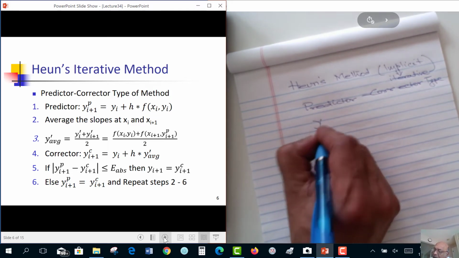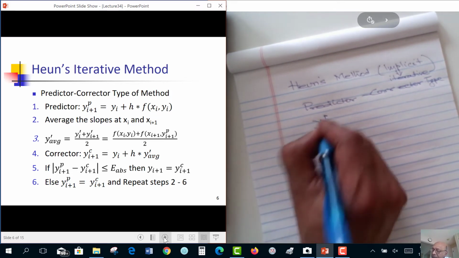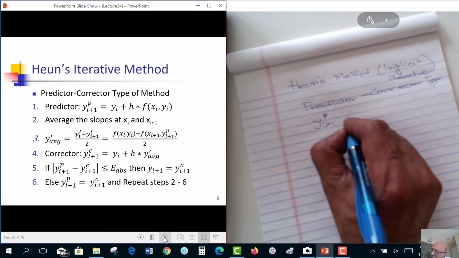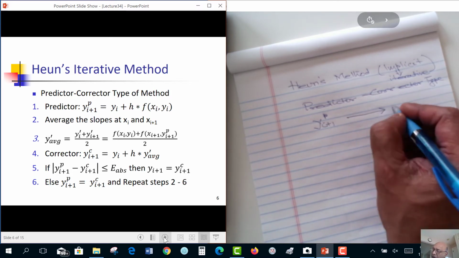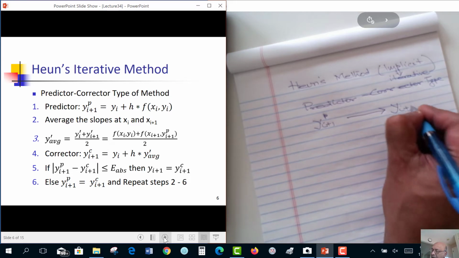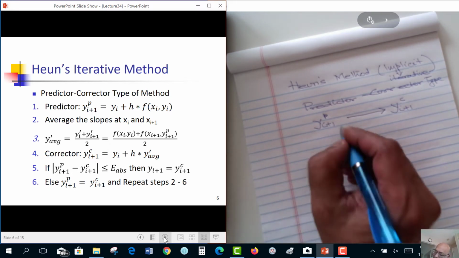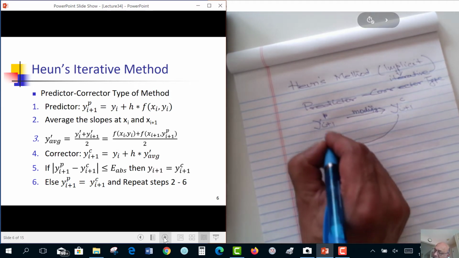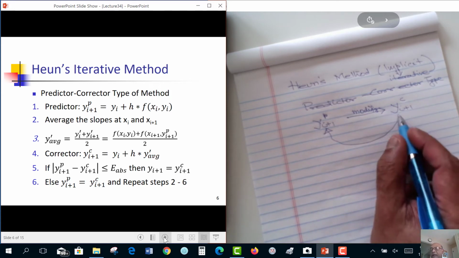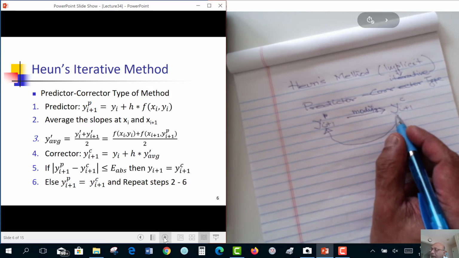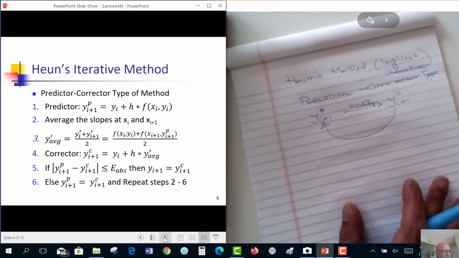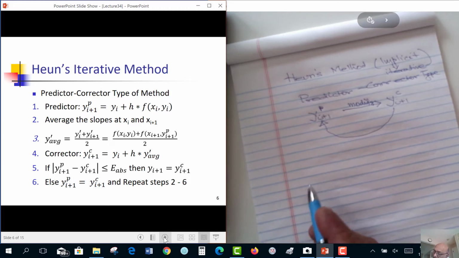So what we do is we predict a value of y_i+1. Let's say this is the y_i+1 predicted value. Then we have some method to modify it and we get a corrected value. And then we say this becomes our predicted value. We modify it further, correct it further, and we keep on doing this till we have a match. So let's look at our procedure. First, we look at it graphically.